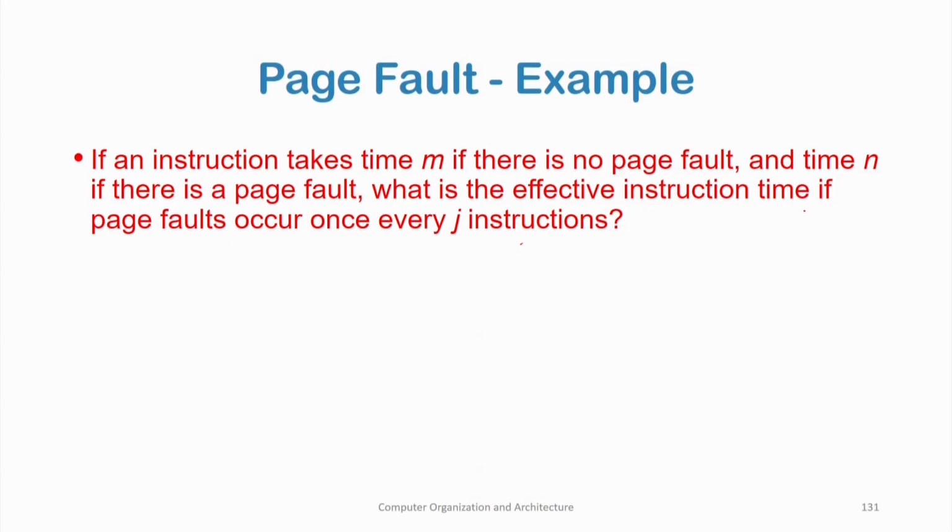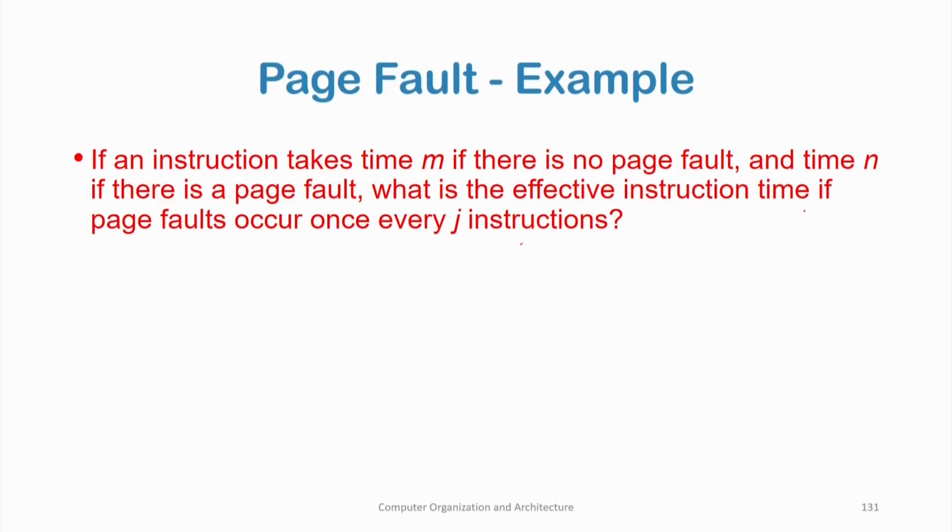So we will end this lecture with a small example. If an instruction takes time m if there is no page fault and time n if there is a page fault, what is the effective instruction time if page faults occur every j instructions? So we see that time m is taken when I have a page hit, and time n when I have a page fault.